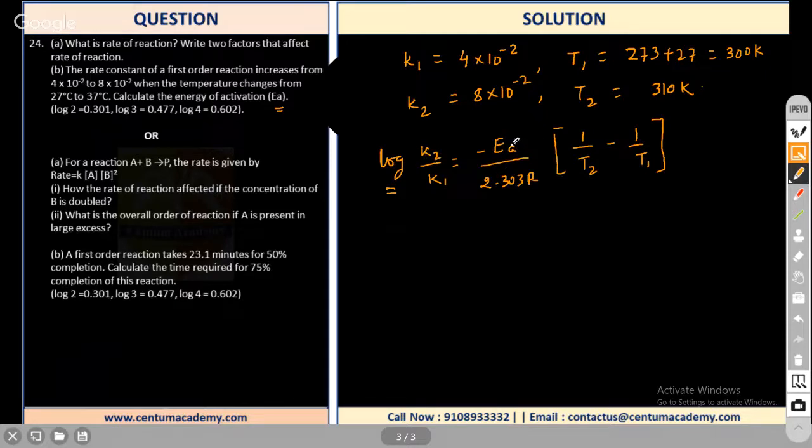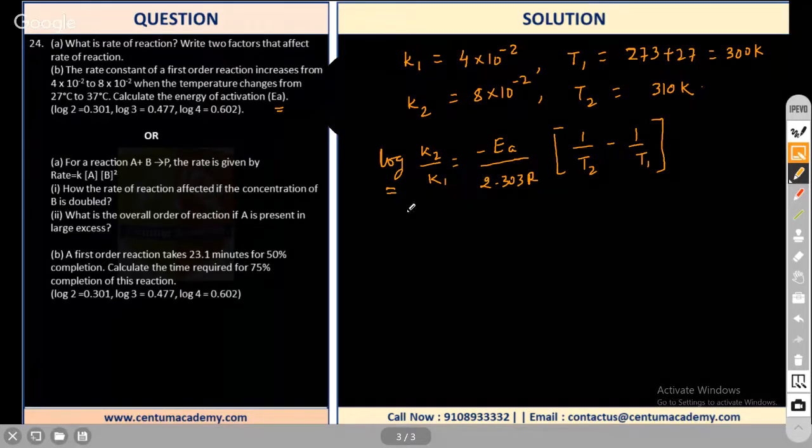And what will be the unit? What is the unit of EA? Whatever value you get, tell me the unit of EA. R value you take here as 8.314, that is joule per mole Kelvin. What is the unit of EA you are getting? Only joule or joule per mole?